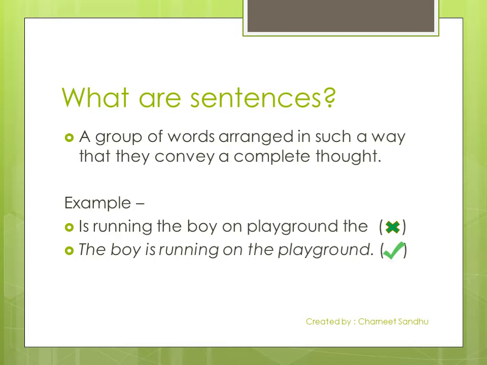Let us look at the next example. The boy is running on the playground. This is a sentence. Why? Because it has a subject, a verb, an object, and the group of words are arranged in a systematic manner. They are put in a proper sequence and they convey a complete meaning.